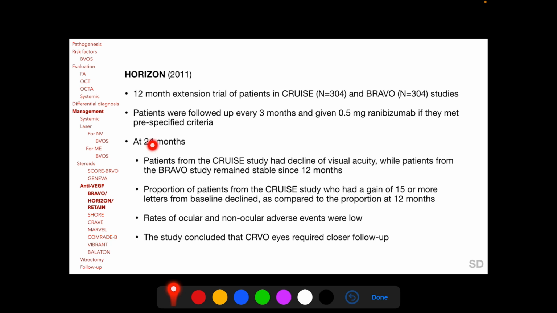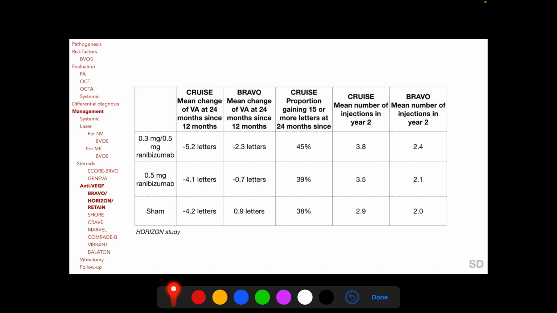At the end of 24 months from the baseline of the CRUISE and the BRAVO study, the HORIZON study concluded that patients from the CRUISE study had decline of visual acuity, while patients from the BRAVO study remained stable since the end of the CRUISE and the BRAVO trial. The proportion of patients from the CRUISE study who had a gain of 15 or more letters from baseline declined as compared to the proportion at the end of 12 months, but this was not so in the BRAVO study. The HORIZON study thus concluded that CRVO eyes required closer follow-up. This table shows the results of the HORIZON study.